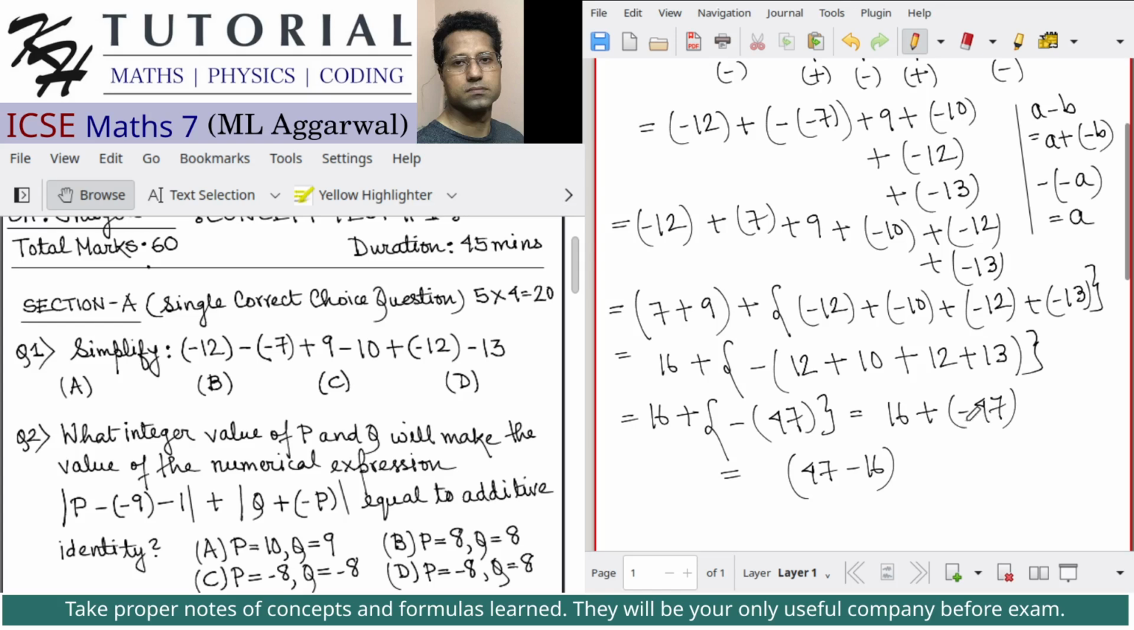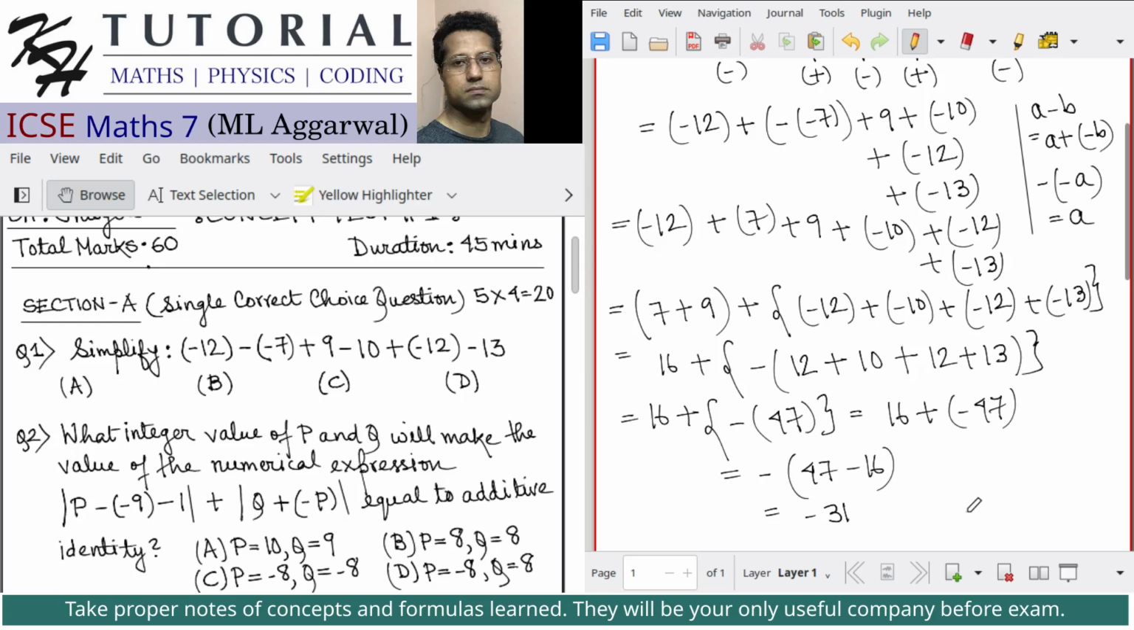So 47 is greater than 16. So the numerically greater integer is minus 47 and its sign is negative. So it will be minus. Okay, so this is equal to, how much is 47 minus 16? It is 31. So this is minus 31.